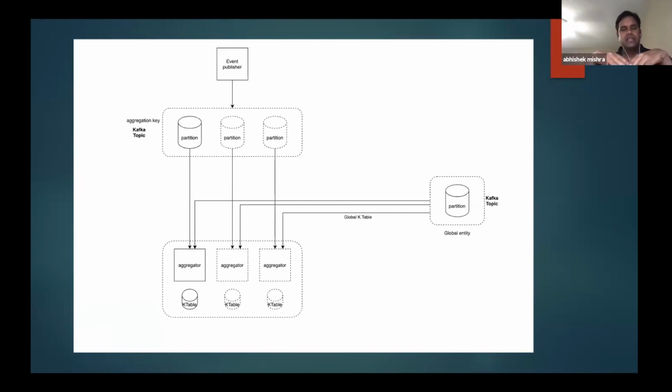So now in this Kafka Streams application instance, you can do a join between the KStream that you're reading in aggregator 1 and the global KTable. And using that join, whenever your count goes beyond that configured number in the global entity, you can raise an alert.